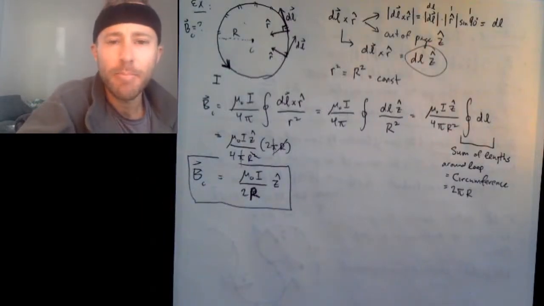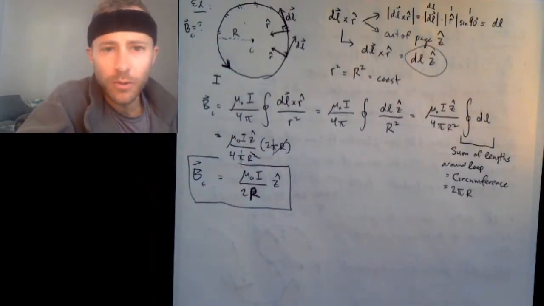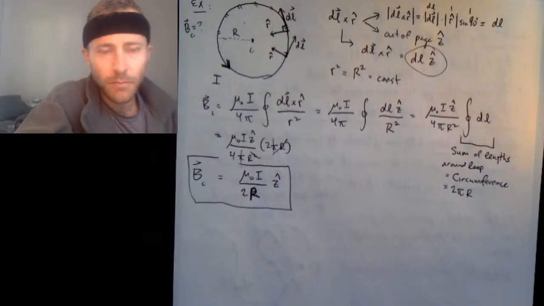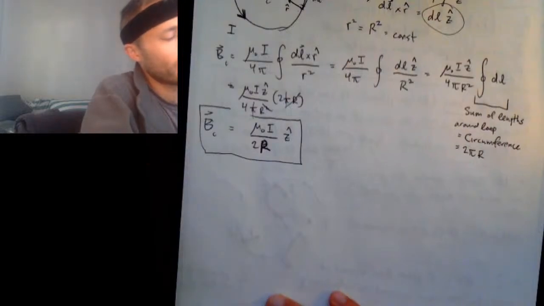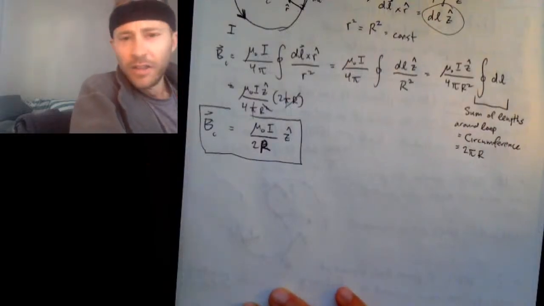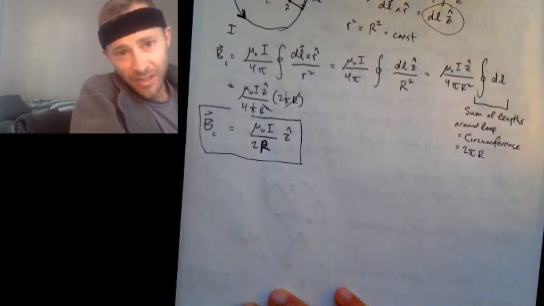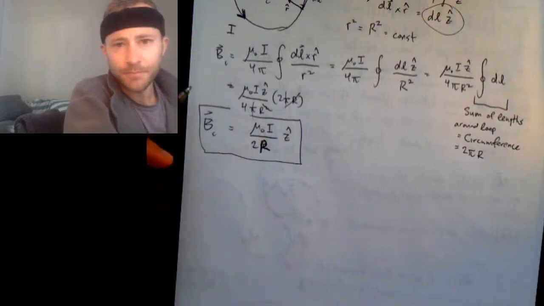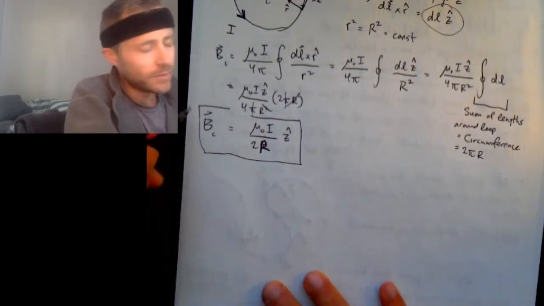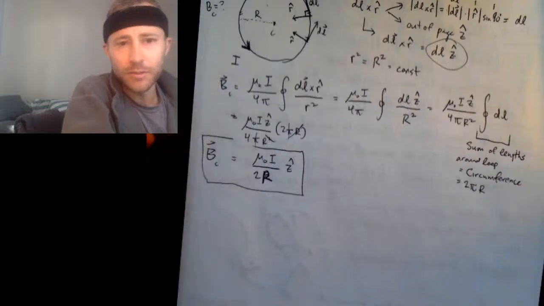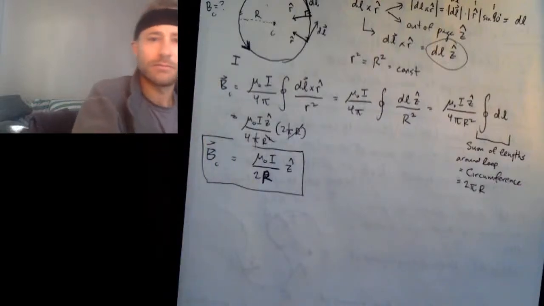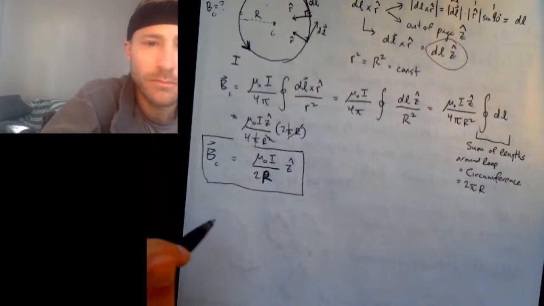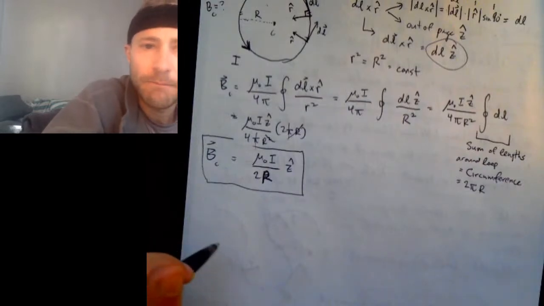So that's for a full circle. That's kind of cool. Basically what it says is more current means bigger magnetic field, and a smaller loop means bigger magnetic field. So there you have it.